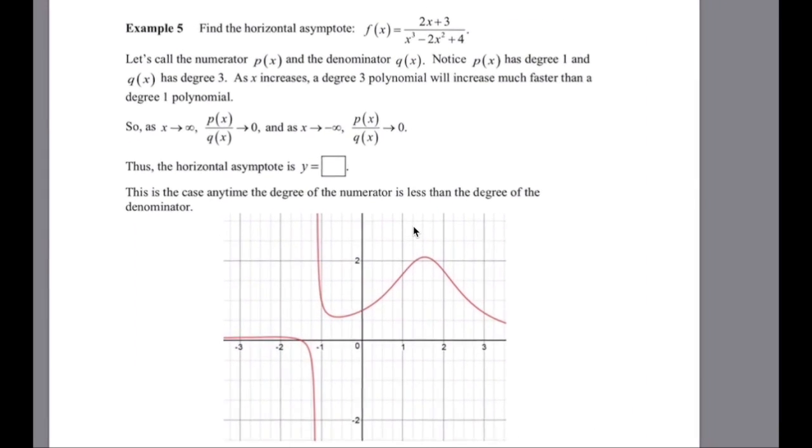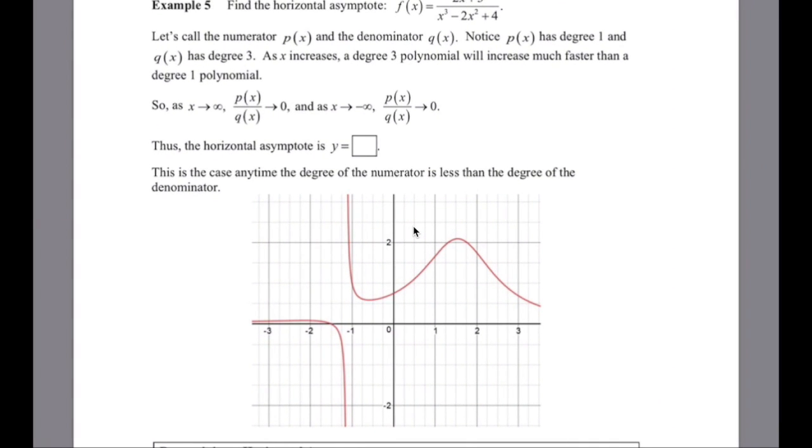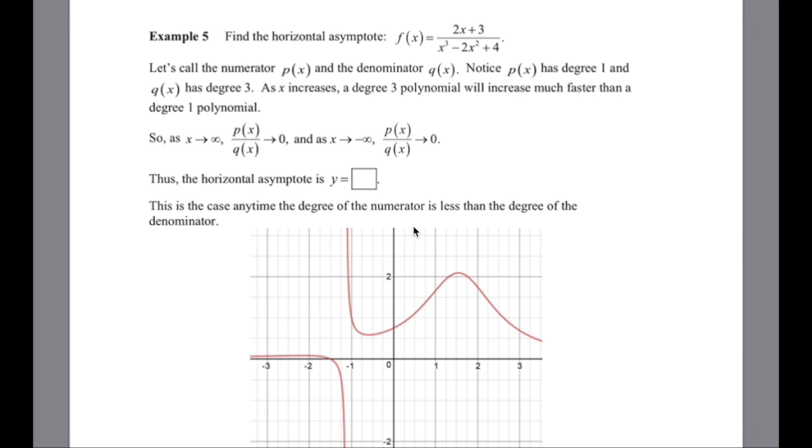Find the horizontal asymptote of 2x plus 3 over x cubed minus 2x plus 4. Notice that our top polynomial has a degree of 1 and the bottom polynomial has a degree of 3. So if we think about the direction in which our graph is going, as our x values are increasing, a degree 3 polynomial will also increase, however much faster than that of a degree 1 polynomial. Just thinking about the graph itself.